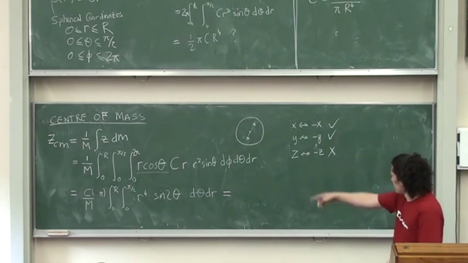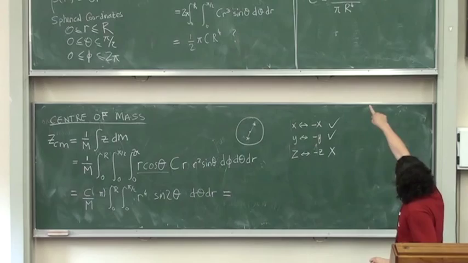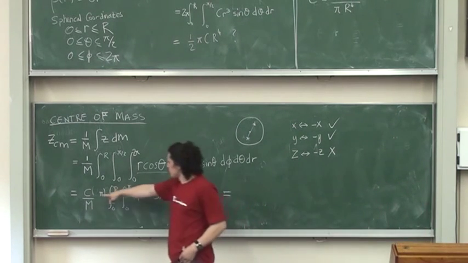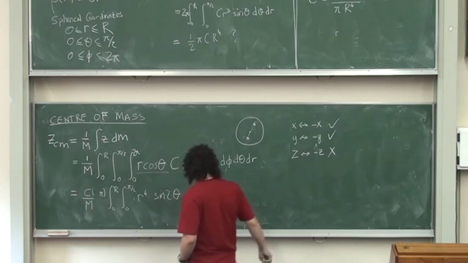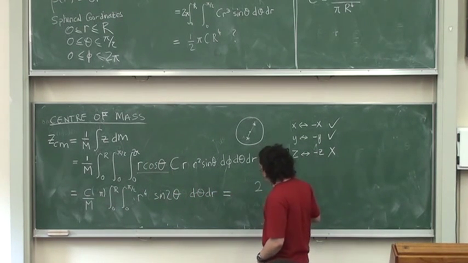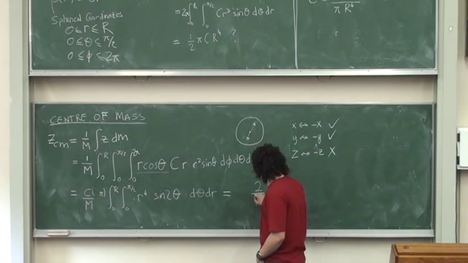In the meantime, I'll simplify the stuff at the front. C is 2m over pi r to the 4. So I can replace it over here with 2m over pi r to the 4. And I'll get 2 over r to the 4.